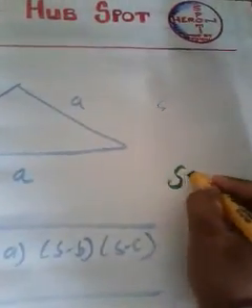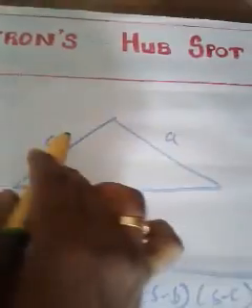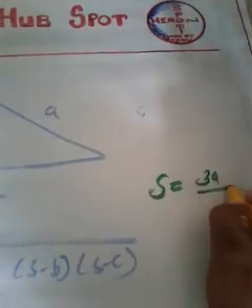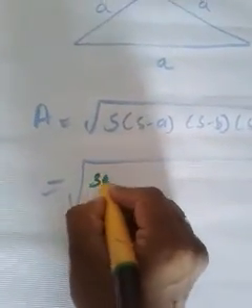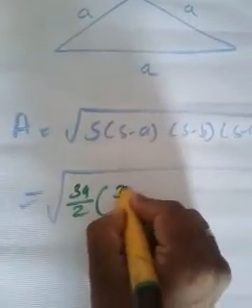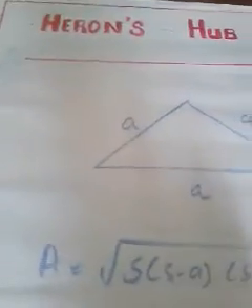In order to calculate S, we have to add all the three sides. A plus A plus A is nothing but 3A. Divide by 2. We have to divide by 2 now, isn't it? That means S becomes 3A by 2. And S minus A becomes 3A by 2 minus the first side. Here all sides are A.